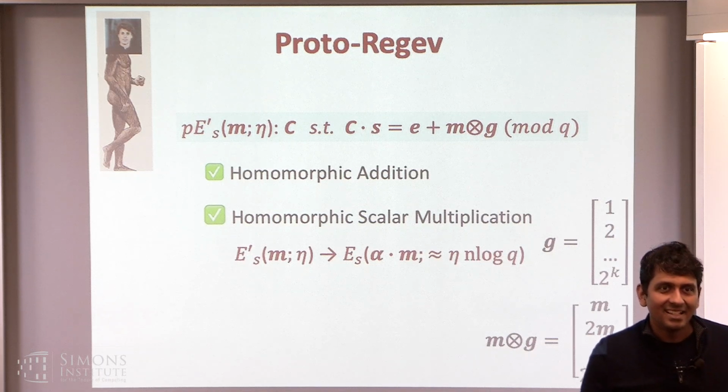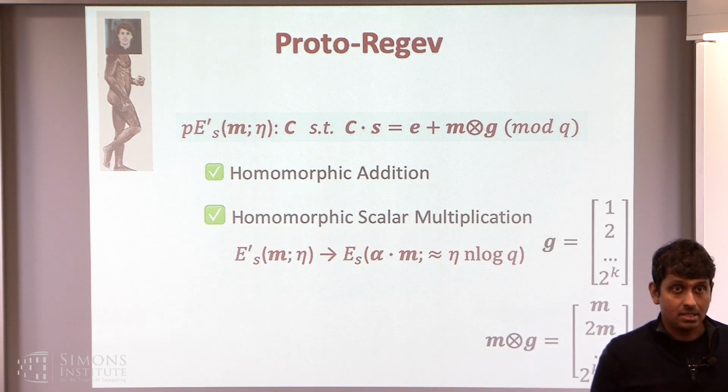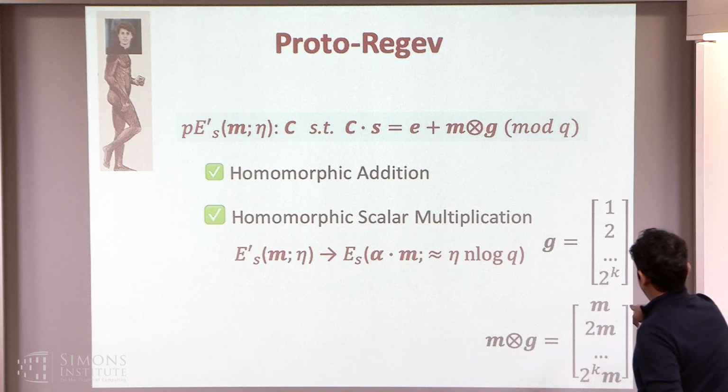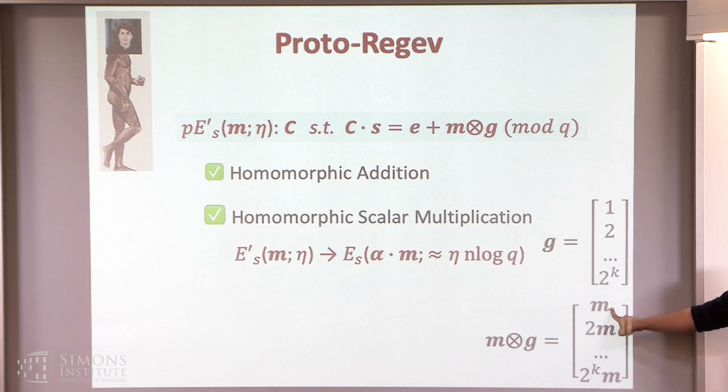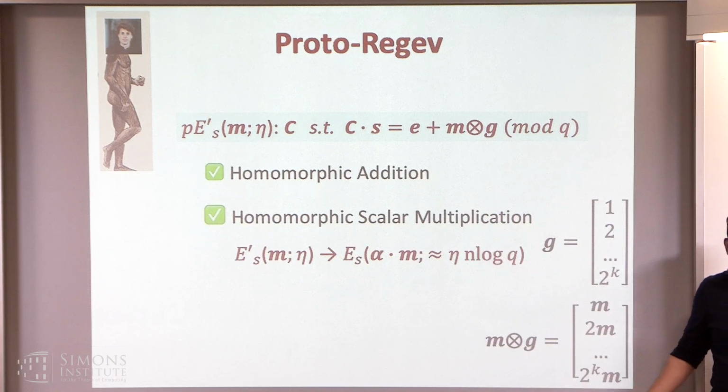So when you take this tensor G, does it encode many copies of M? Yes, yes. So that M tensor G, I think about it as a vector with M, 2M, 4M, and so forth. Yeah, that's exactly it.